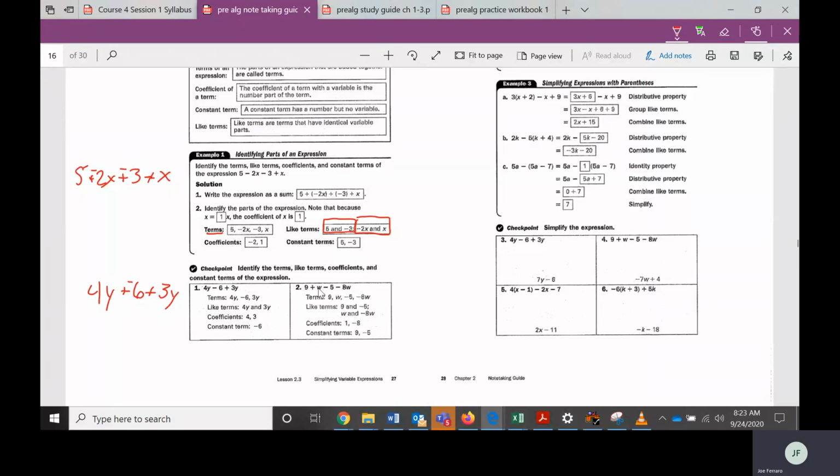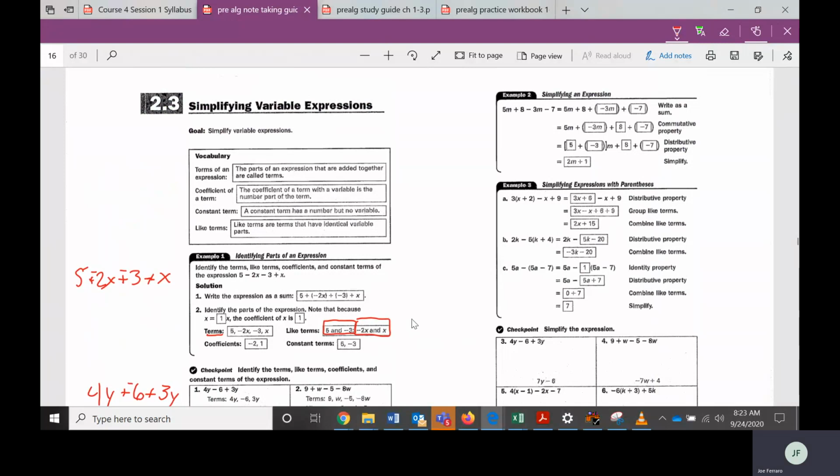Coefficients, remember, are the numbers in front of the variables. So w has no number, so that's like saying a 1. If it was a minus w, then it would be a negative 1. The other coefficient is the minus 8 right in front of the w. Constant terms are numbers without variables, so we have the 9 and the minus 5 or the negative 5. Okay, so those are just problems where you're just naming the parts.